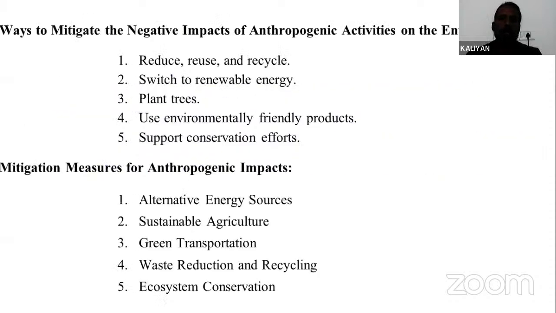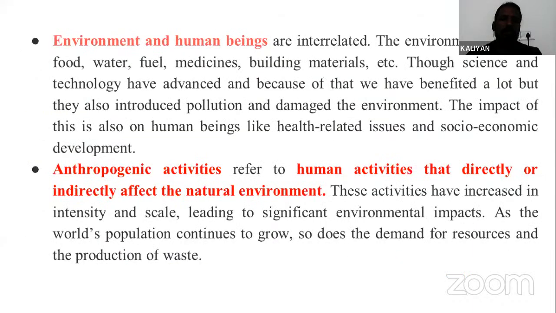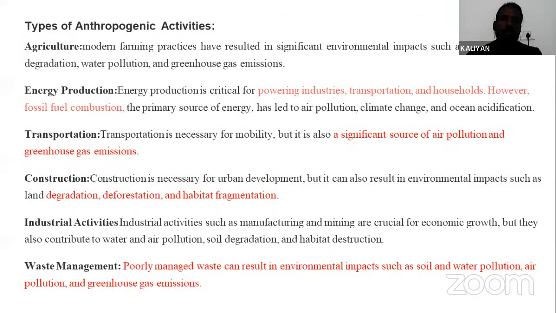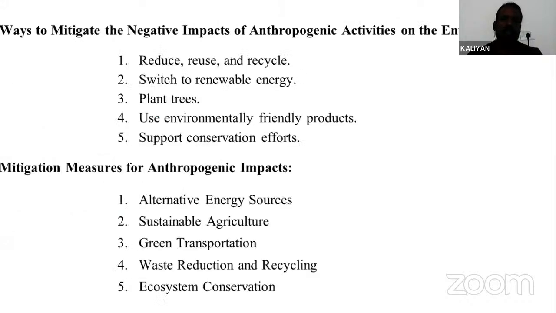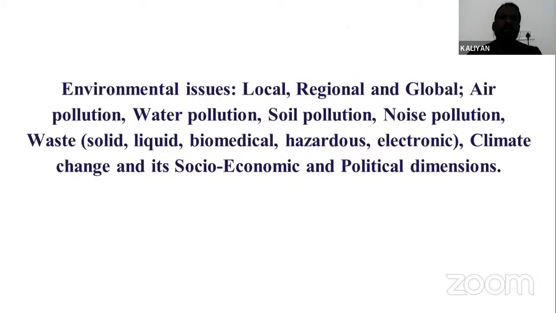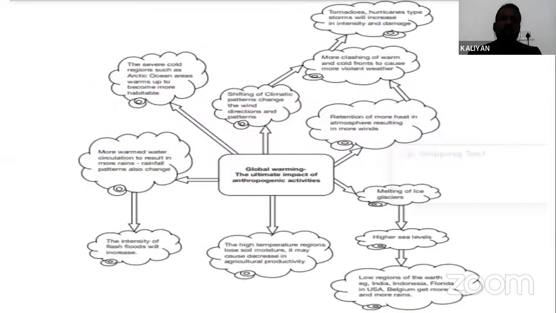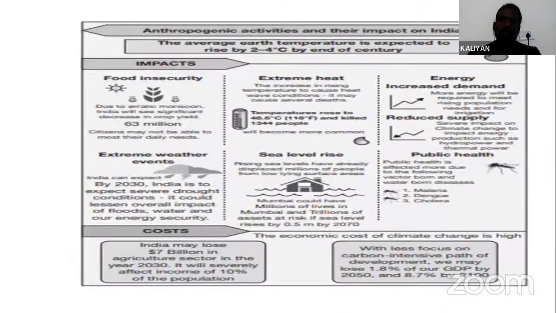And a question will be coming like: what is anthropogenic, and how does it affect the environment? This kind of question will be coming. Next is environmental issues at the local, regional and global level, and different types of pollution. We will look at them one by one. These are the common pictures for anthropogenic activities. I will share the PPT, you guys look at it. I will go to the next slide.